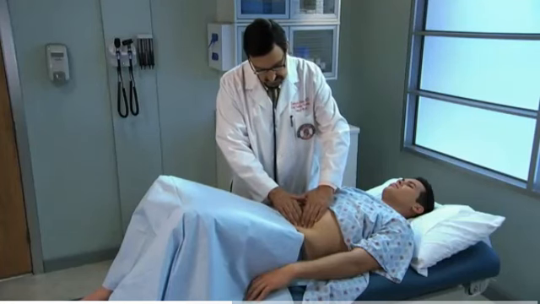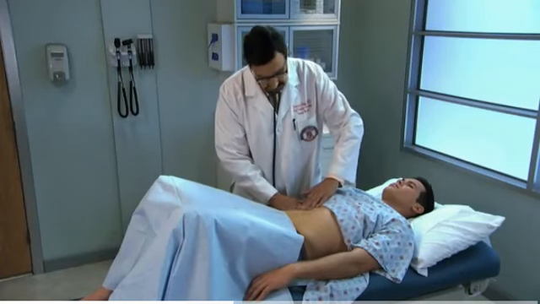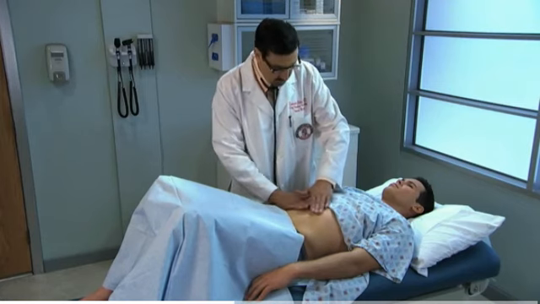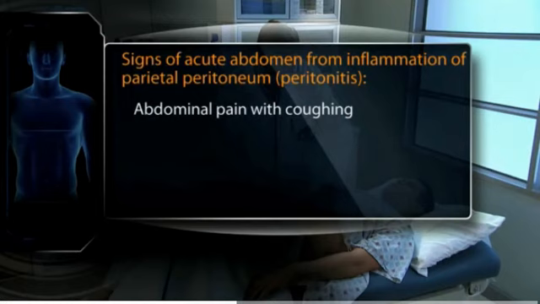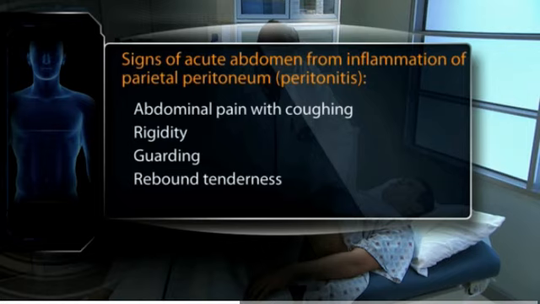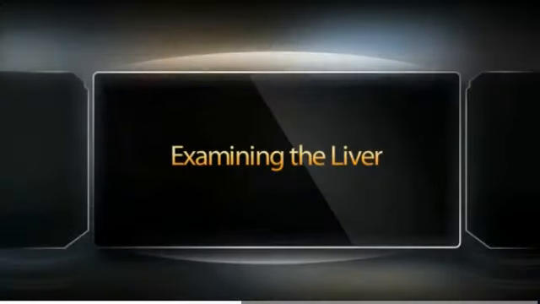Watch closely for signs of an acute abdomen from inflammation of the parietal peritoneum or peritonitis. Signs include abdominal pain with coughing, rigid or board-like abdomen, guarding, rebound tenderness, and percussion tenderness.